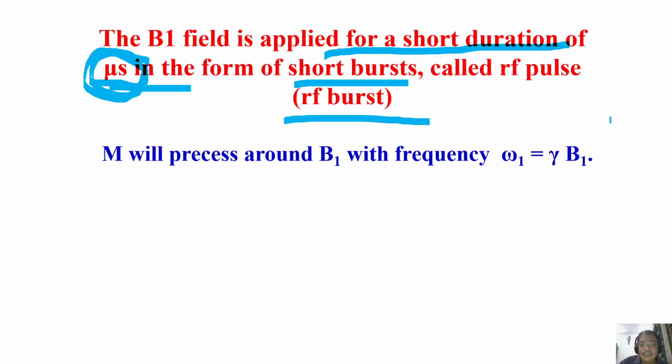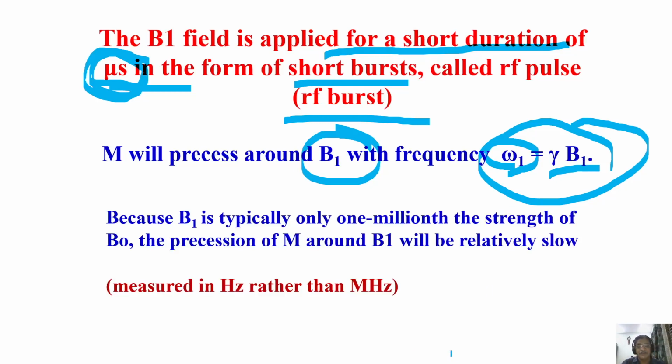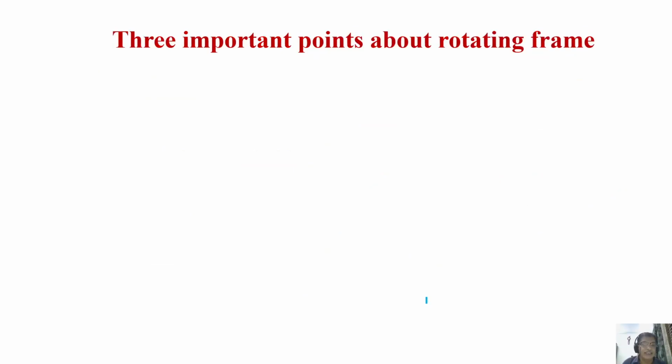Then the magnetization is precessing around B1. Now the precession frequency is gamma B1, not gamma B naught. Right? So you are in the rotating frame. Now the precession frequency is omega 1, which is equal to gamma into B1. And this is typically one millionth of the strength of B naught. As a consequence, for the precession frequency, you can talk now in terms of kilohertz or hertz rather than megahertz. Then it is easier to handle and understand things much better. This is how the concept of the rotating frame is introduced, and it is very useful in NMR.